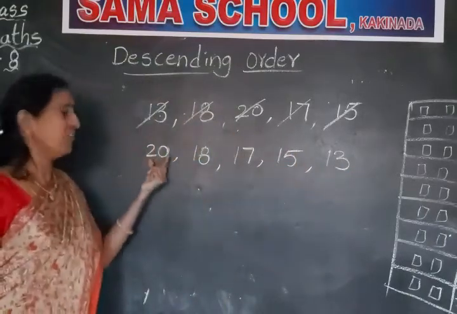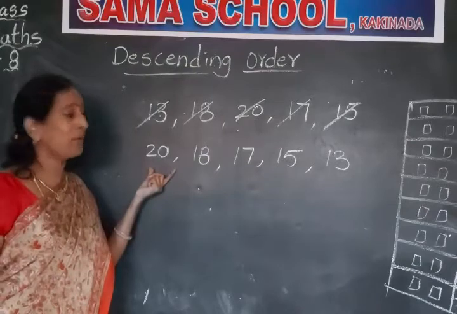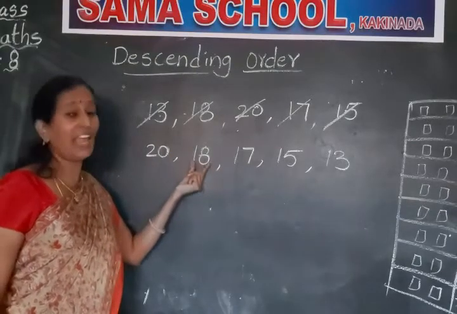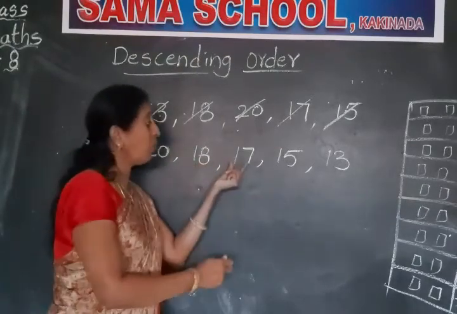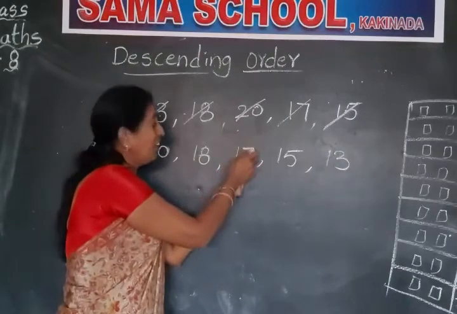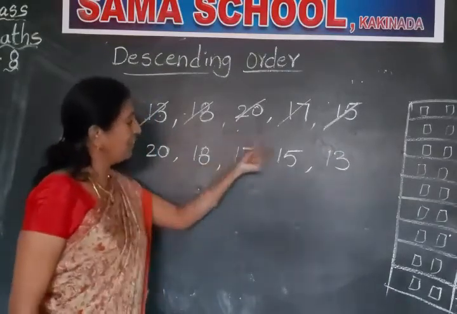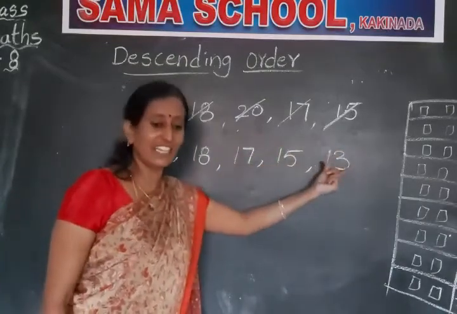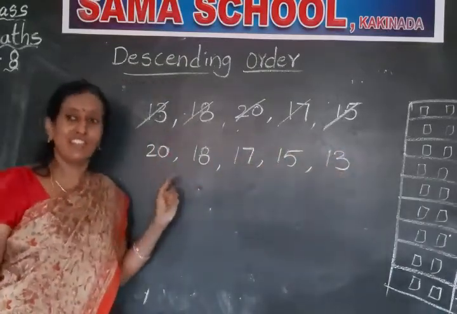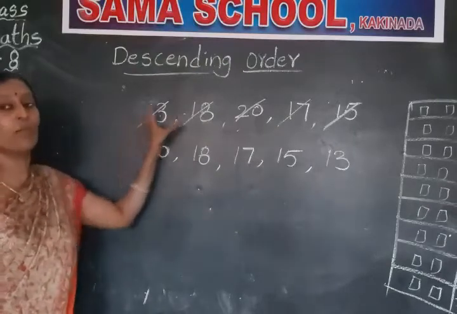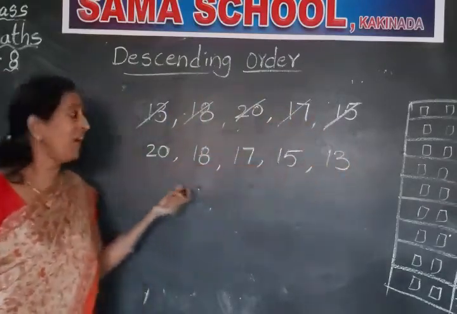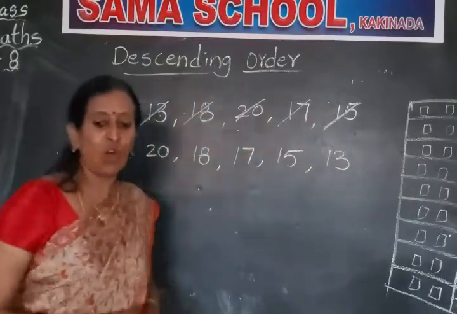Like that, first 20 is the biggest number. 18 cannot be smaller than 17 because 18 is the bigger number. Next, 15. Next, 13. You are right, like this. Descending order is the biggest number to the smallest number. What mark? Biggest number to smallest number.